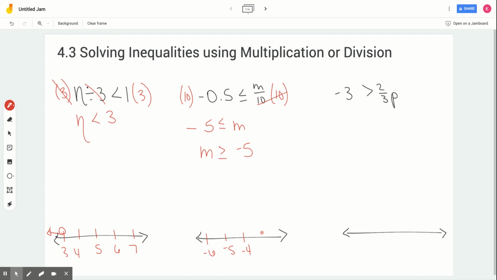So since it's greater than or equal to, we are going to use that closed circle. Since it is greater than, we are shading to the right.